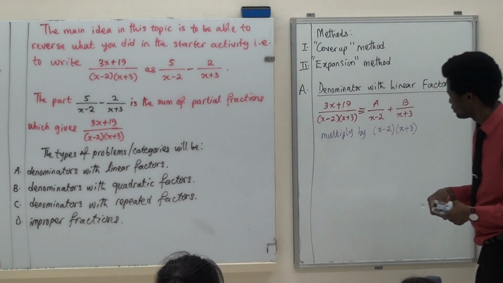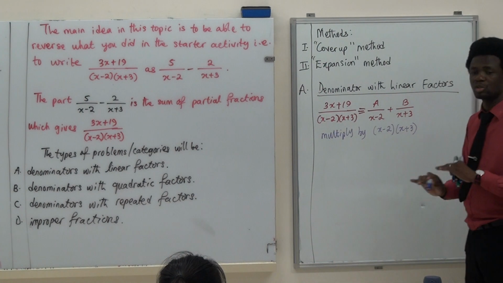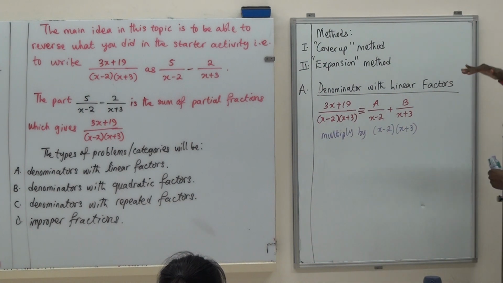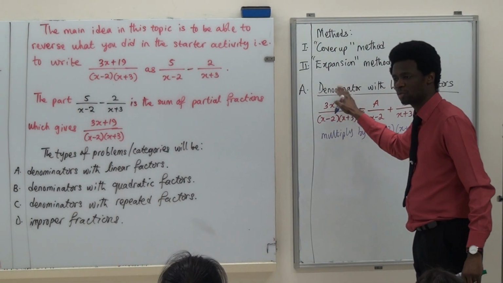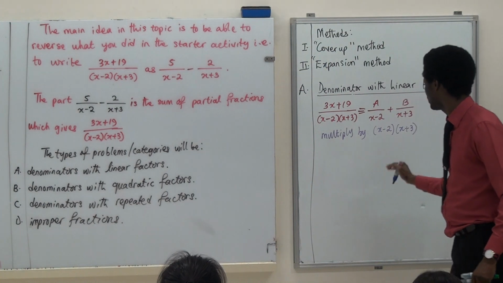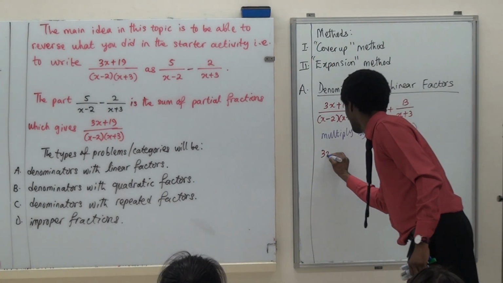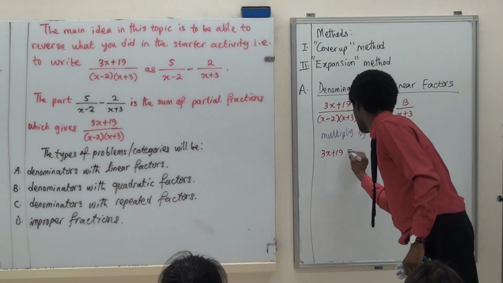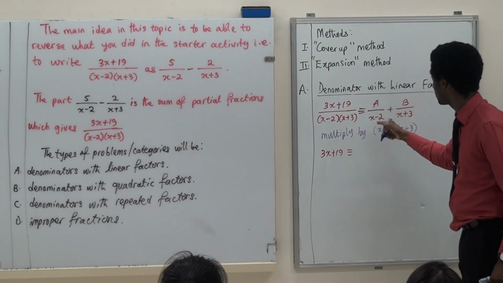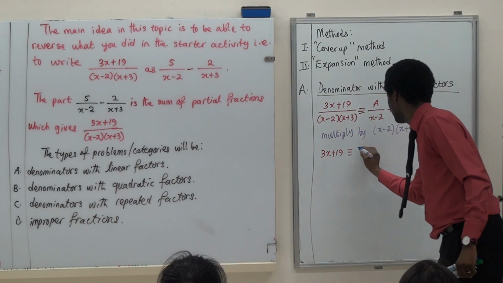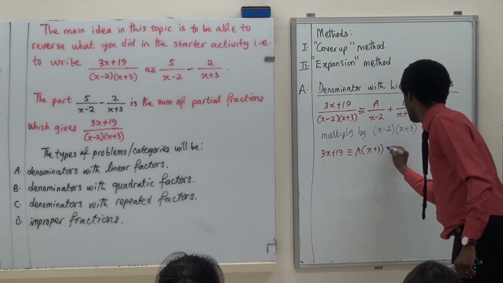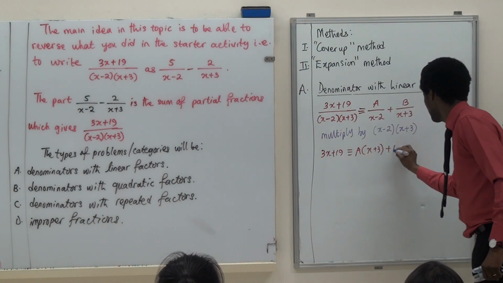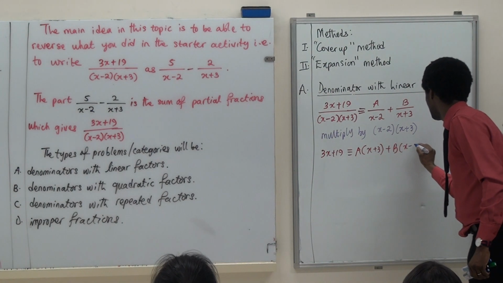Anyway, let's move on. So you're going to multiply, because I want to clear the fraction. I want it to just look like an equation. Linear, quadratic, cubic, nobody cares. So if I multiply this on the left, what do I get? 3x plus 19, and that is equivalent to, if I multiply by this part, A(x + 3), and if I multiply by the second part, B(x - 2).